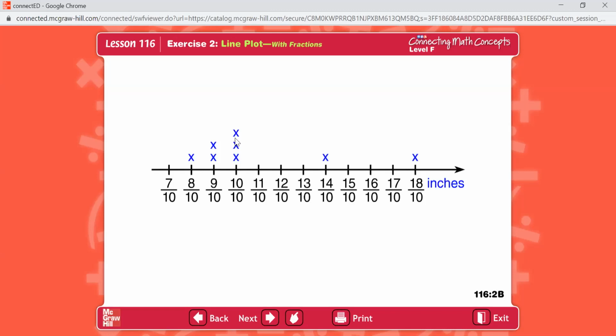How many moths are less than 13/10 inches long? There are 6 that are less than 13/10. 1, 2, 3, 4, 5, and 6. How many moths are more than 13/10 inches long? 1, 2 moths.